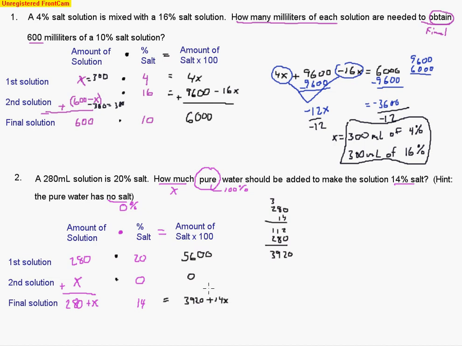Well, from that point, it's just like the last one. Remember, you're adding the amount of salt together, and then that'll equal the total. So let's go ahead and add that stuff up. And in this case, we don't have a whole lot to add up, which is 5,600 plus 0 makes 5,600. And so this all equals 3920 plus 14x. Well, we can go ahead and subtract that 3920 from both sides. See what that ends up giving us here.